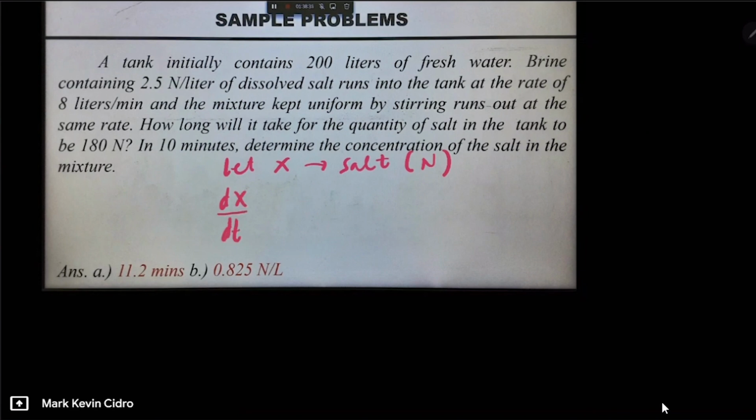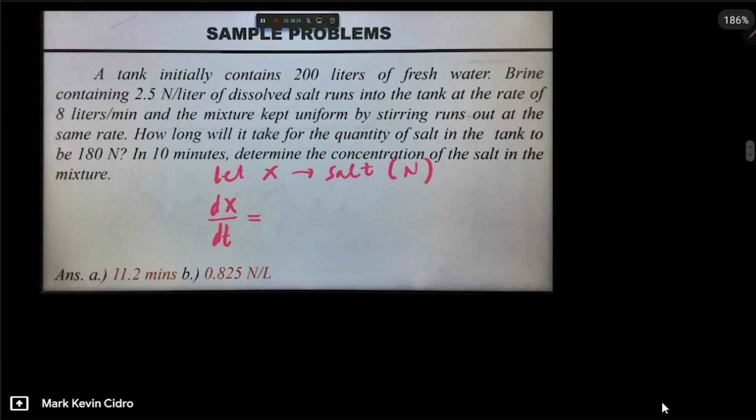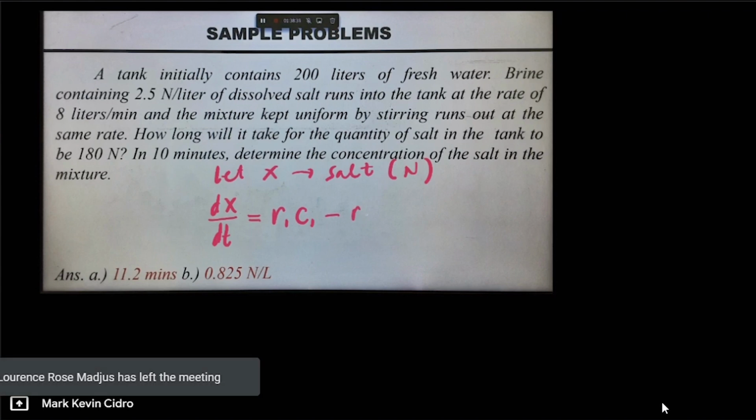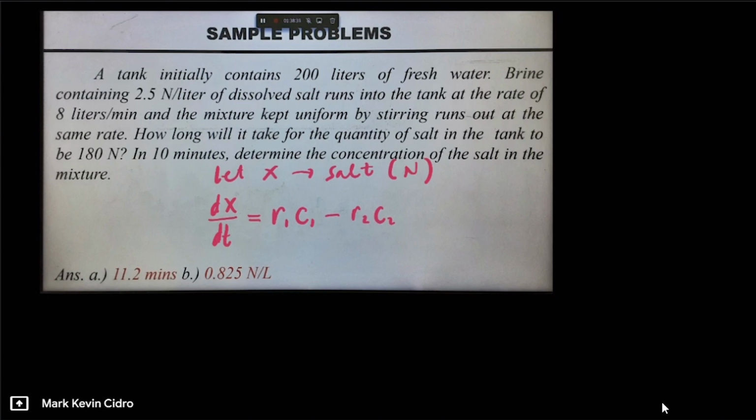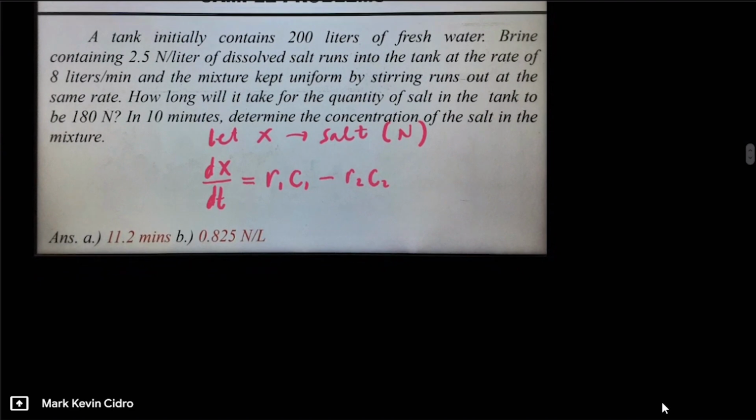The dx over dt is equal to the rate R1 times C1 minus R2 times C2, where R1 is the rate of inflow, and C1 is the concentration of the inflow, R2 is the rate of outflow, and C2 is the concentration of the outflow. Now, another formula that you need to consider is for C2.